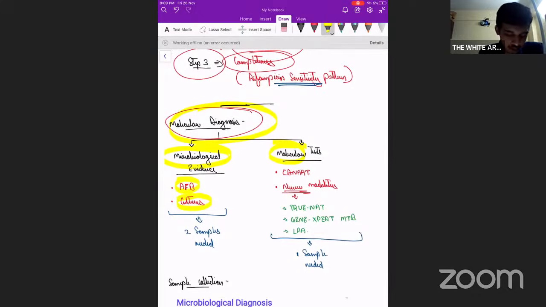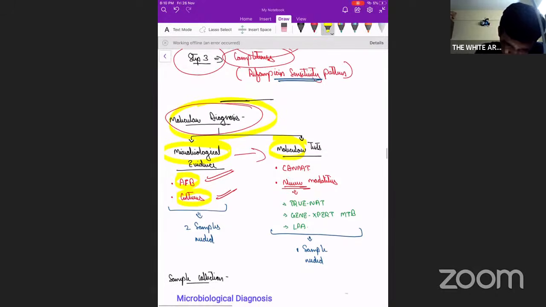But the problem with these two is that they are not sensitive enough, so this cannot be done every time. The yield of culture is very poor. Second, we have paucibacillary disease when it comes to pediatric tuberculosis. And third, the duration of time it takes. Even the present liquid culture takes around 2 to 8 weeks. So we cannot afford to wait 1.5 months in a patient with tuberculosis because we have to start the treatment fast. That is when molecular tests came into the picture.